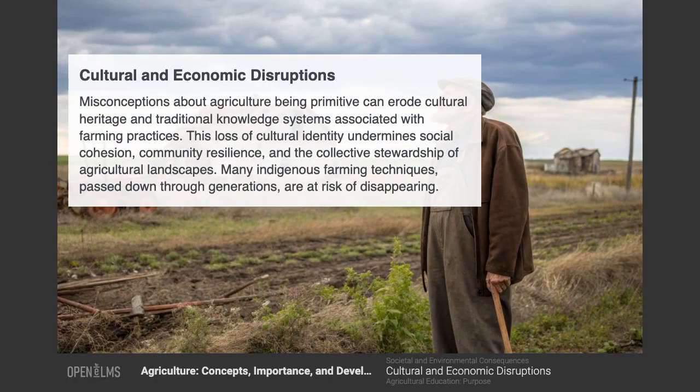Cultural and economic disruptions. Misconceptions about agriculture being primitive can erode cultural heritage and traditional knowledge systems associated with farming practices. This loss of cultural identity undermines social cohesion, community resilience, and the collective stewardship of agricultural landscapes. Many indigenous farming techniques, passed down through generations, are at risk of disappearing.